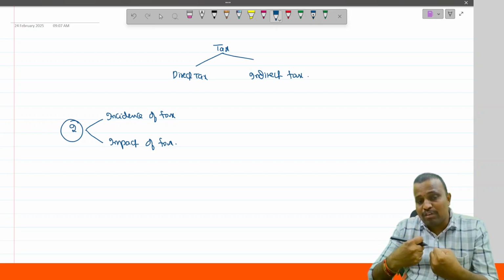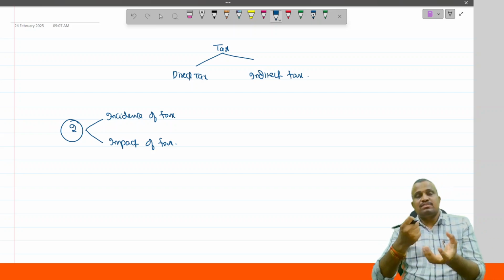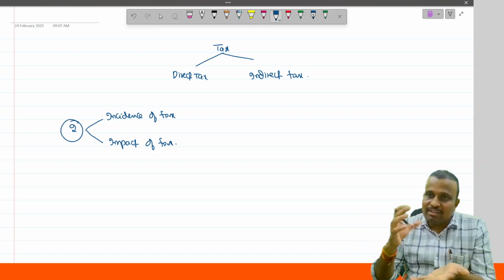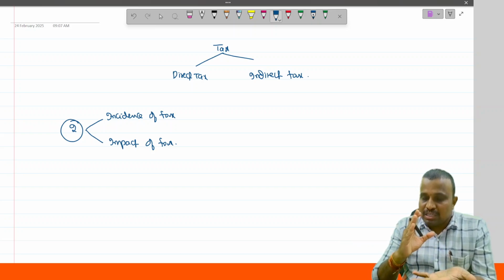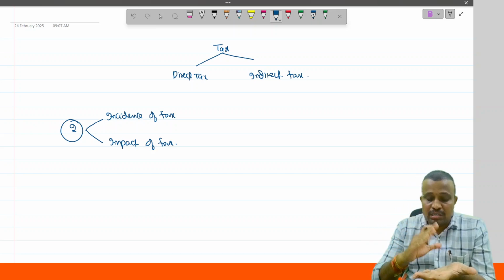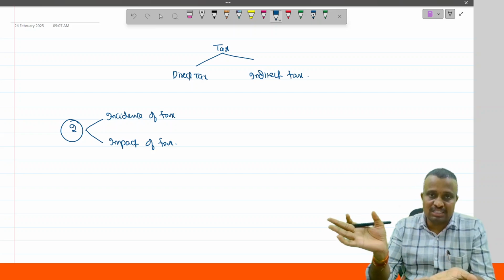Coming to the impact of the tax, it is the effect on the person who is ultimately bearing the tax burden. Who is ultimately bearing the tax burden is called the impact of the tax. For example, in the previous example, Mr. A earned the income, then the central government levied income tax on that party. So that party has to pay the tax to the government itself, and the amount earned by the party will be utilized for his personal consumption and will not be transferred to another person.